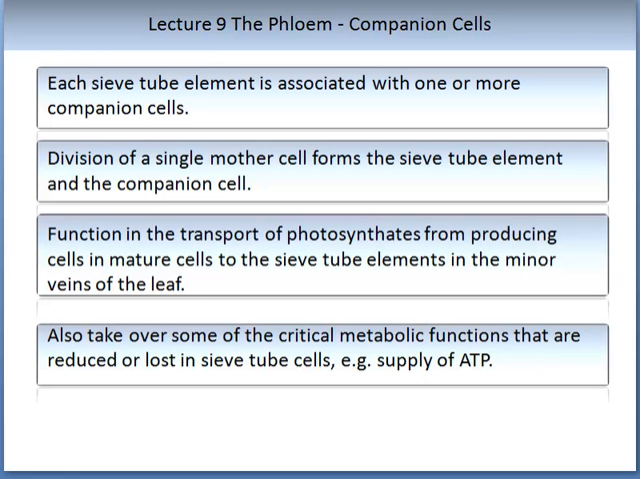Each sieve element is associated with one or more companion cells. Division of a single mother cell forms a sieve tube element and the companion cells. They function in the transport of photosynthate from producing mesophyll cells into the sieve tube elements in the minor veins of the leaf. They also take over some of the critical metabolic functions that are reduced or lost in the sieve tube cells. For example, they supply ATP, the energy compound the plant uses.